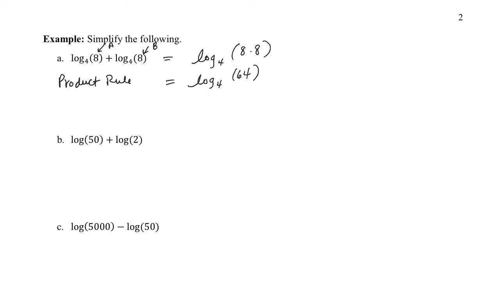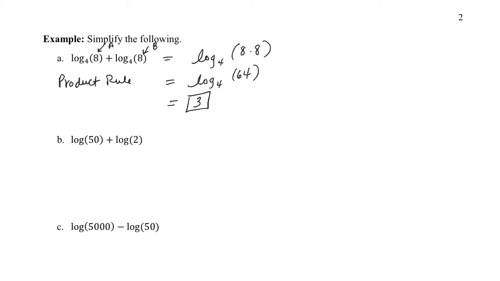Well, to evaluate that, I just need to know that 4 raised to what power gives me 64. You can put this in your calculator if you need to. And 4 raised to the 3rd power is 64. 4 times 4 is 16, times 4 is 64. So the answer here is 3. So I took a log expression, log base 4 of 8 plus log base 4 of 8, and I was able to simplify it, and the answer is 3. Now remember, these are equivalent expressions, just written in 2 different formats.